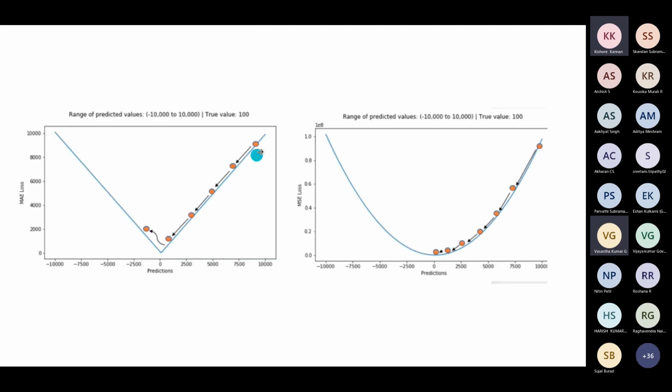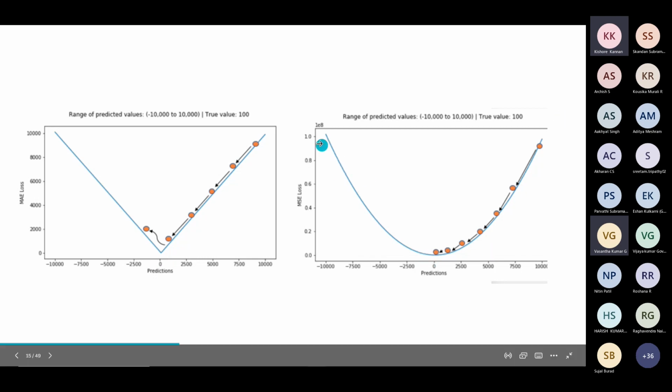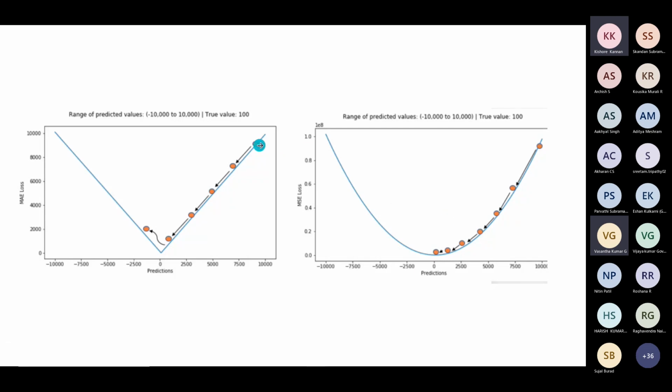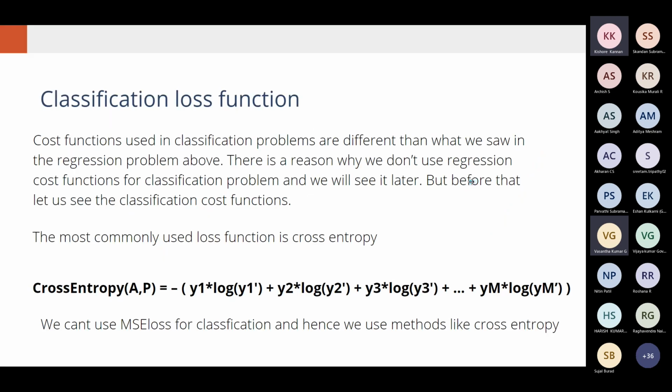And this is a graph. So you can see in case of mean absolute error, we have a sharp point. This is a non-differentiable point. And this is a smooth curve. This is a MSE loss. So yeah, and this is called something called gradient descent, which you'll learn later in the session. Okay, and that's all for regression loss functions.